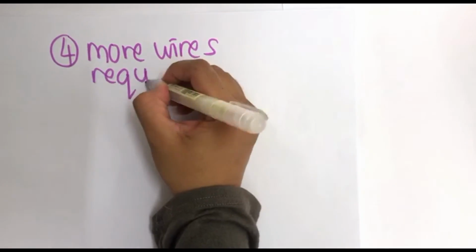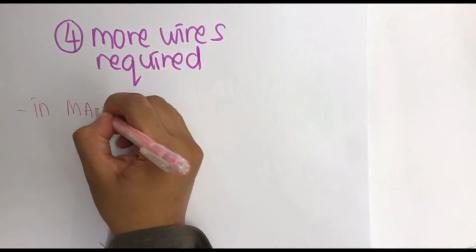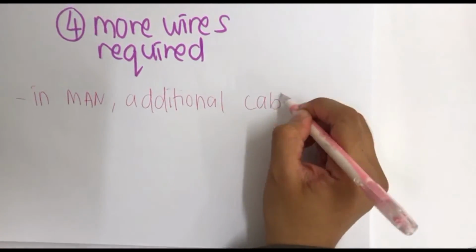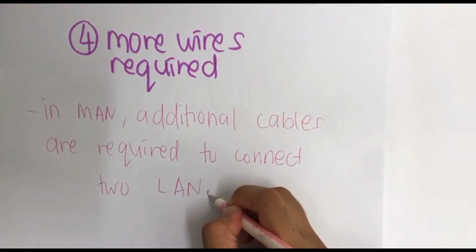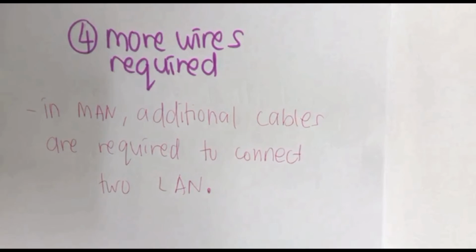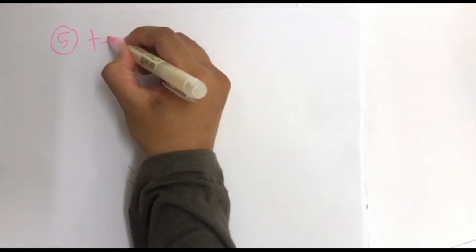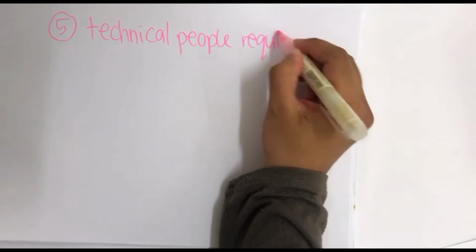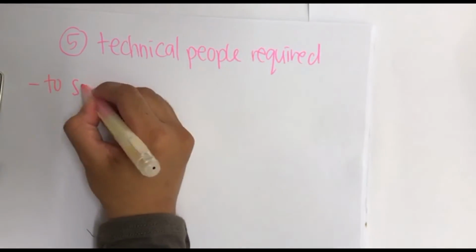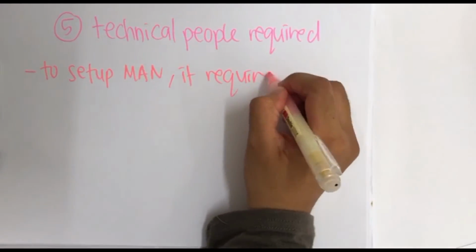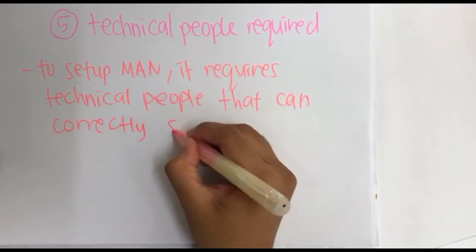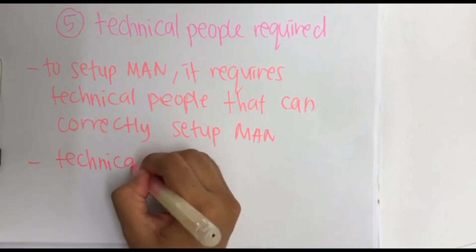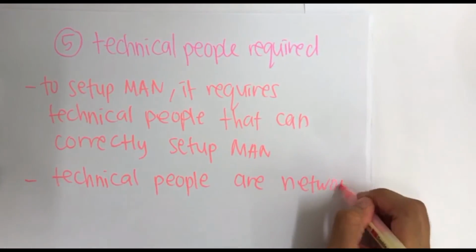Next is more wires required. In a MAN, additional cables are required to connect to a LAN. Last but not least, technical people are required to set up a MAN. It requires technical people who can correctly set up a MAN. An example of technical people is a network administrator.